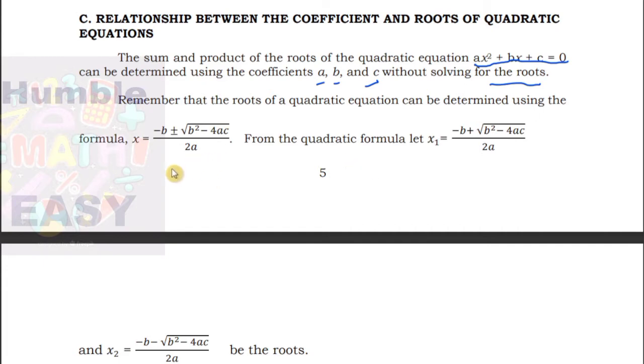As far as we understand, based on the quadratic formula, x is equal to negative b plus or minus the square root of b squared minus 4ac all over 2a. The first root, represented by x sub 1, is negative b plus the square root of b squared minus 4ac all over 2a, whereas the second root is negative b minus the square root of b squared minus 4ac all over 2a. So x sub 1 and x sub 2 are the roots of our quadratic equation.